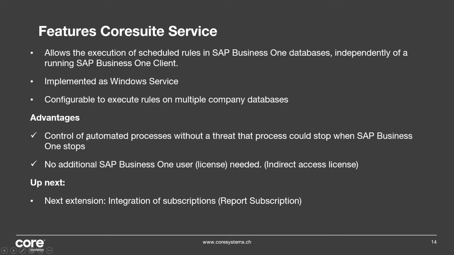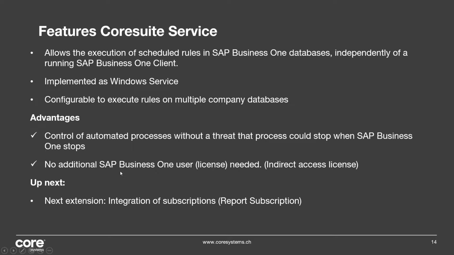Due to that, we have, of course, some advantages. One of them is that you've got control of your automated processes without any threat that the process might stop because Business One stops. So if, as an example, the end customer is printing delivery notes during the night, because we are talking about hundreds of delivery notes, and the rule should be executed during the night, and for some reason Business One stopped in the past, then also the print has stopped. By now with Coresuite Service, this time is over. Now it will work, doesn't matter if there is some reason that SAP Business One stops.